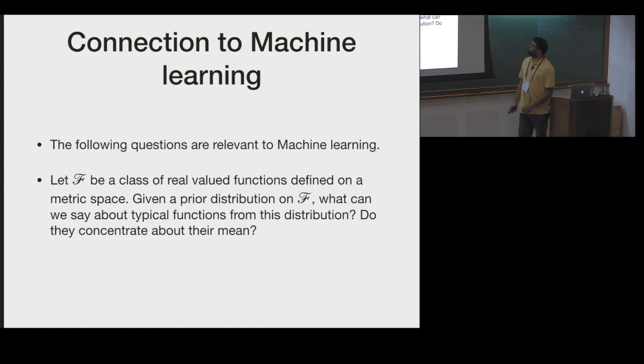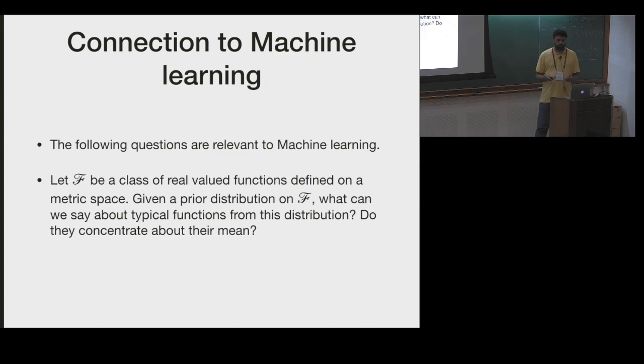So the following questions are relevant to machine learning. You have a class of functions. So for example, you may be interested in fitting Lipschitz functions to data. In a Bayesian setting, you would have a measure over the space of Lipschitz functions, which would be a prior measure. And then as observations arrive, you would improve your estimate of what the actual underlying function from which observations are drawn is by some sort of Bayes rule.